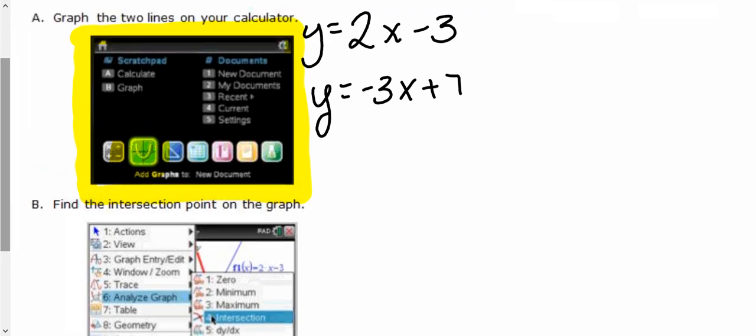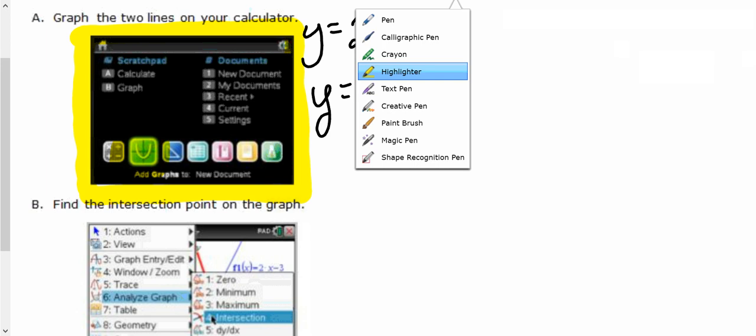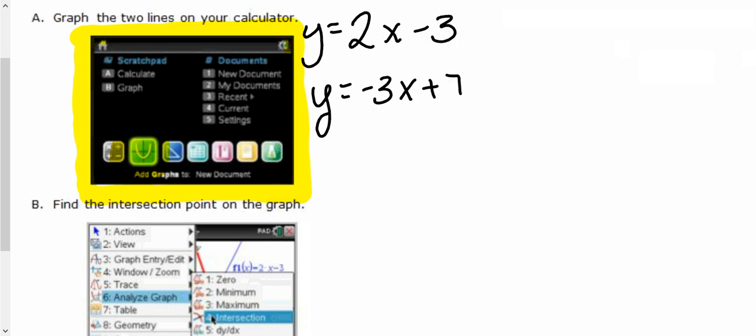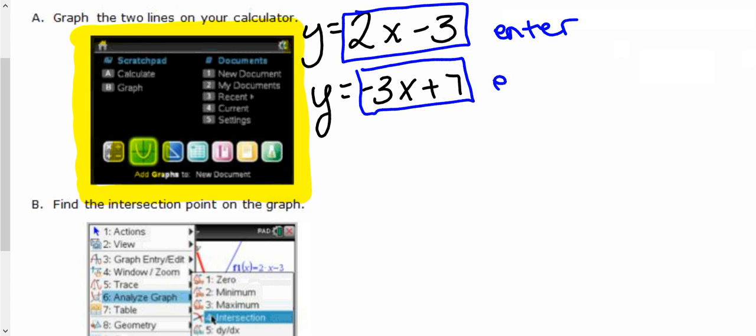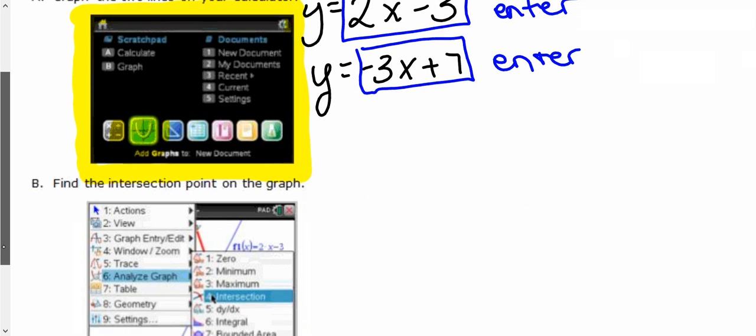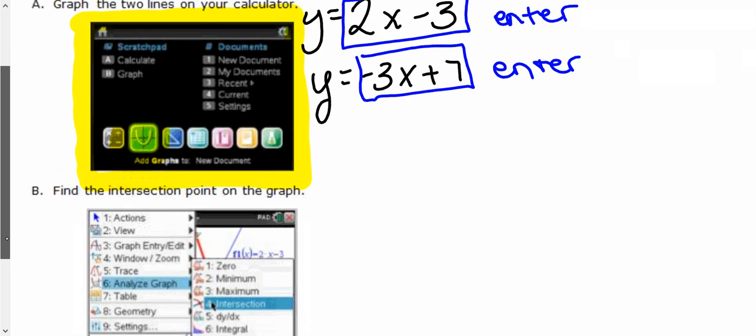Now remember, the y is already manually put in for us, so you don't have to type in y. The only piece that you are typing in is 2x minus 3. And then you're going to hit enter. And then you're going to type in negative 3x plus 7. Hit enter. Now, you might have a hard time seeing your graph. So that's what B is showing you here.